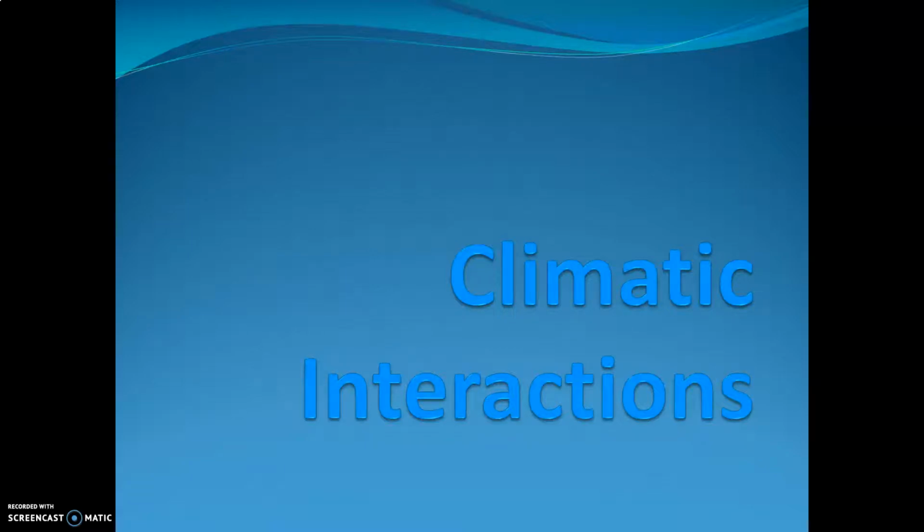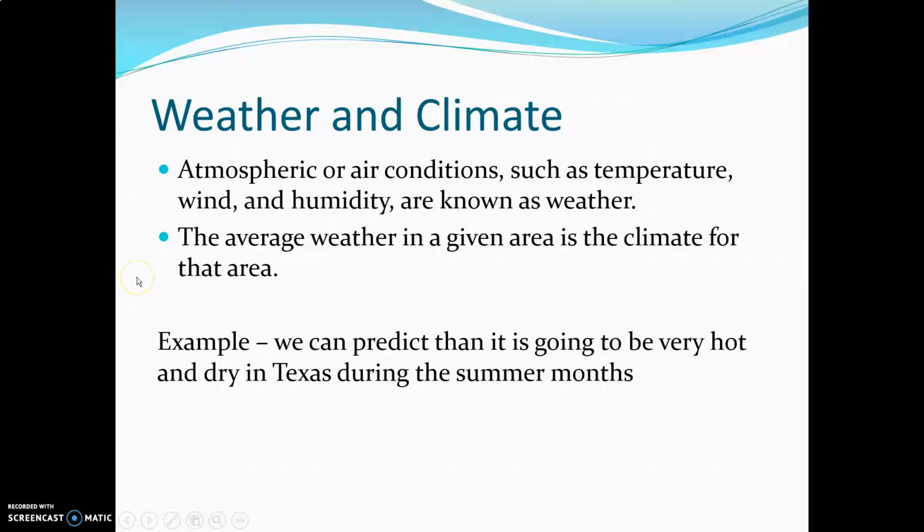Climate interactions. Weather and climate. Atmospheric or air conditions such as temperature, wind, humidity are known as weather. The average weather in a given area is the climate for that area. Example, we can predict that it's going to be very hot and dry in Texas during the summer months.